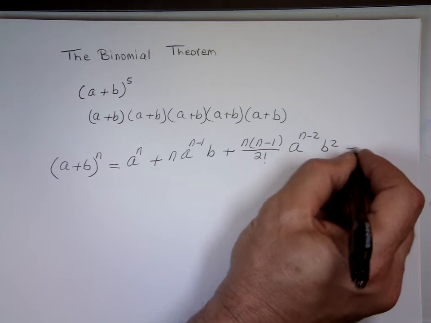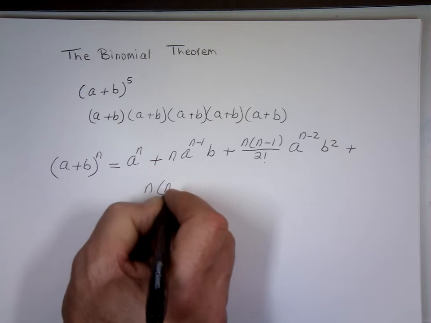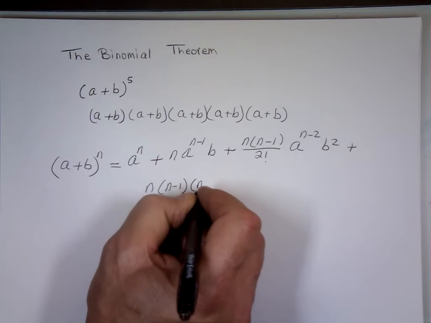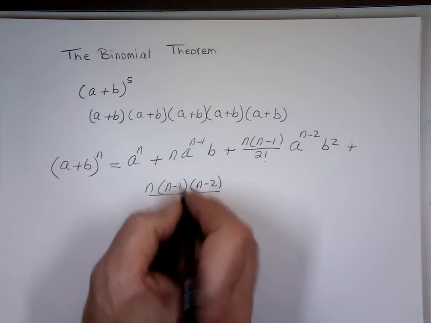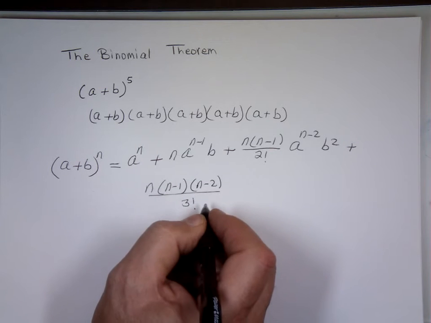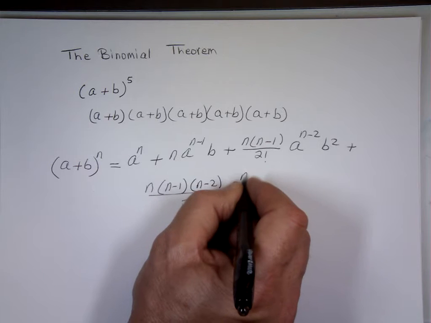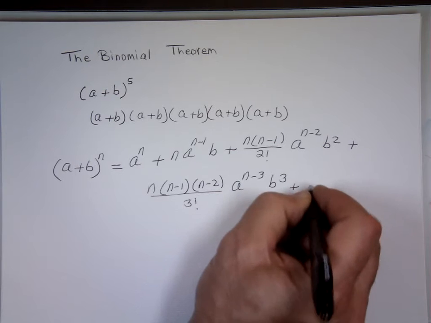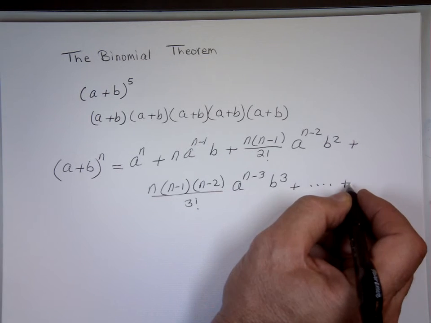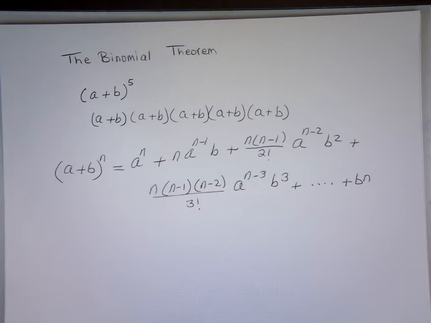The next one is going to be n times n minus 1 times n minus 2 divided by 3 factorial times a to the n minus 3 b to the 3 plus blah blah blah, all that stuff. There's no way I'm going to use that method, but I'll go through one example with it, and I'll show you a different method.